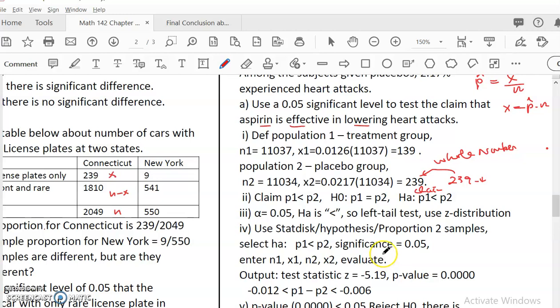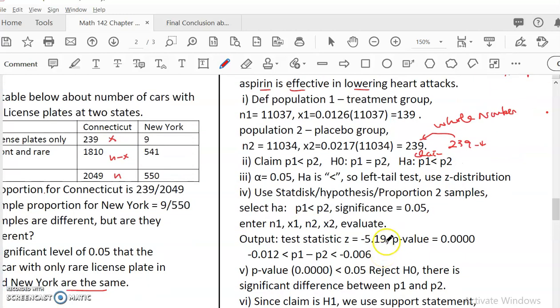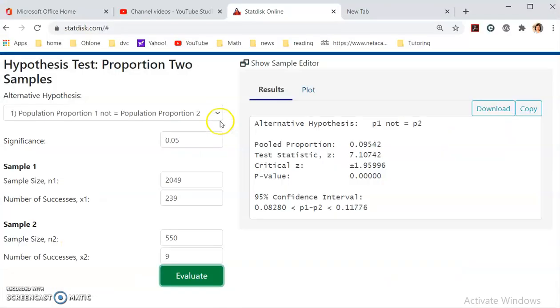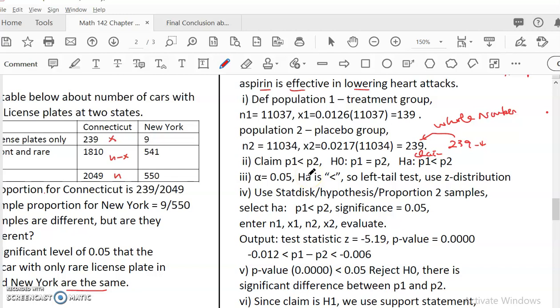So when we do the conclusion, remember your statement would be about support if you have sufficient evidence, right? So then you write down your significance level. You have to make sure that you are doing a left tail test because it's pointing to the left side, and it's a Z distribution. And then you just do the same thing as in example 1 because we're still doing the same thing, right? Write this down first. 11,037 and then 139. Then 11,034 and 239. So one is 139, the other is 239.